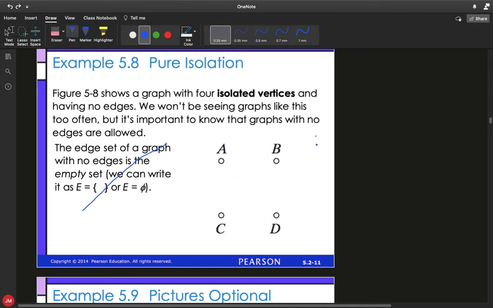So if we were to list off the vertex set for this, our vertex set would be the set A, B, C, D. But the problem is, if we were to try to list an edge set, there are no edges to list. And so we can do that one of two ways. We can either write it this way, where we just use the squiggled or curled brackets and don't write anything in there. Or we could just say that the edge set is the empty set, which is denoted with a circle with a line drawn through it. So either one of those would be okay to say what the edge set was for this example.